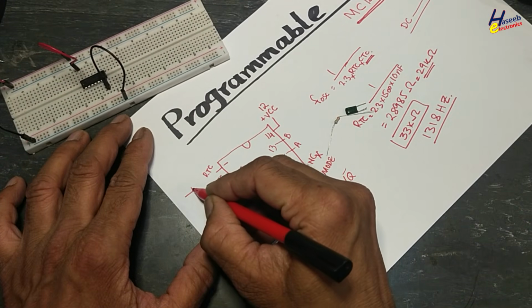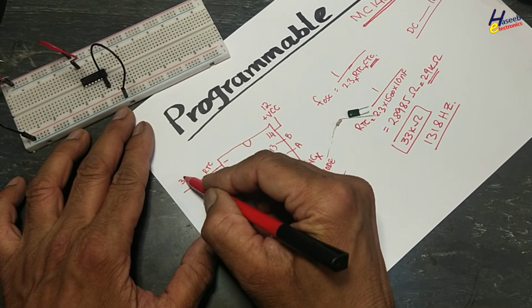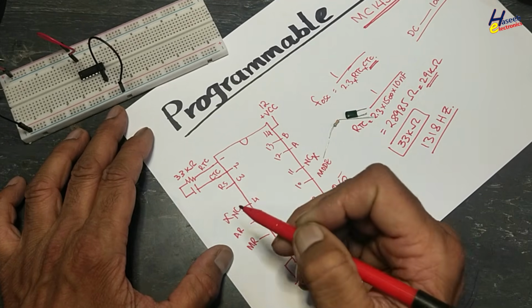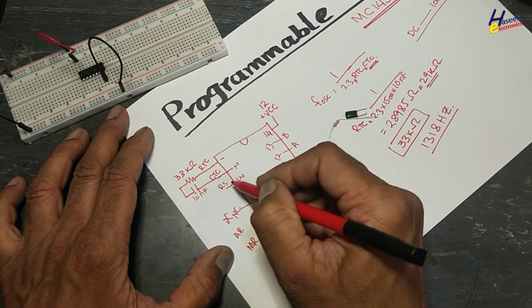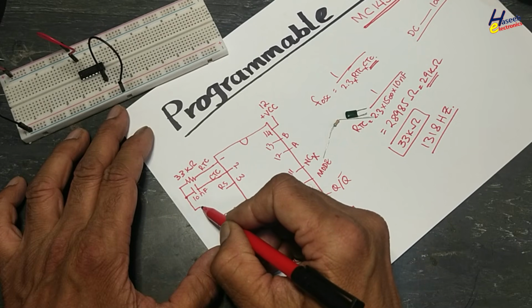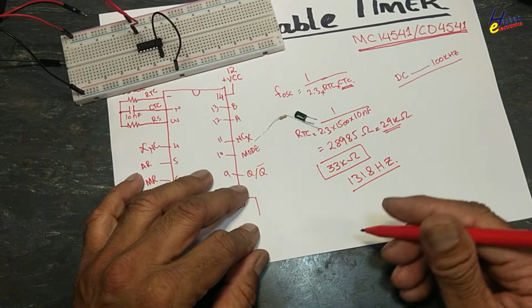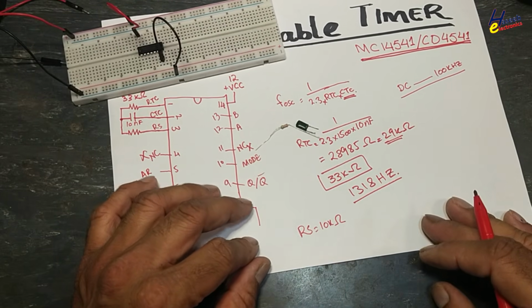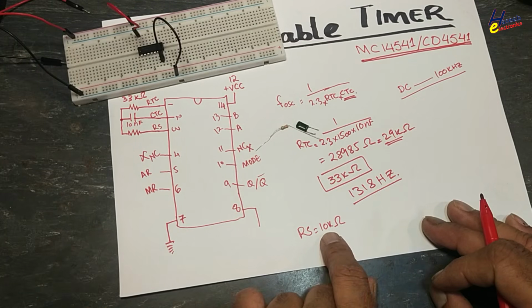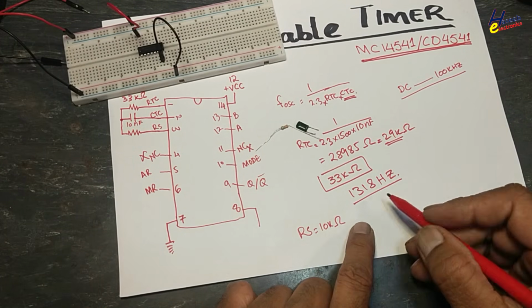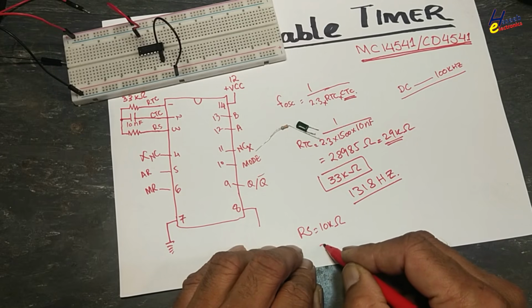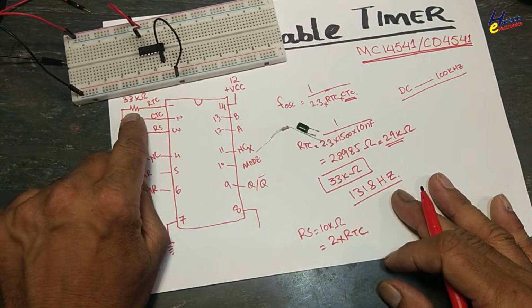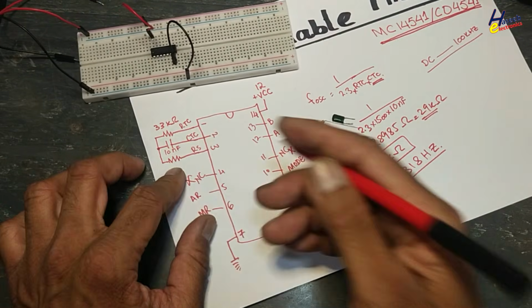RTC, 33 kilo ohm. CTC, timing capacitor 10 nanofarad, and we will connect RS. Minimum value for RS is 10 kilo ohm. If we select any other value, at that time we will select 10k, but for higher frequencies we will select RS equal to 2 RTC, twice the timing resistor, this one. So we will use 66 kilo ohm.